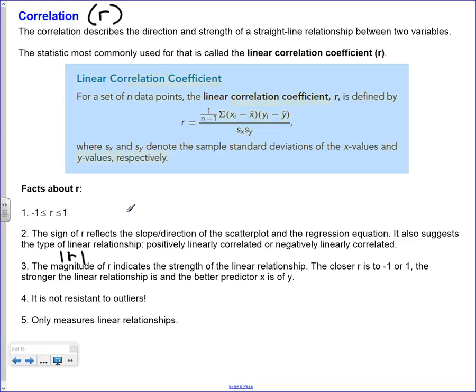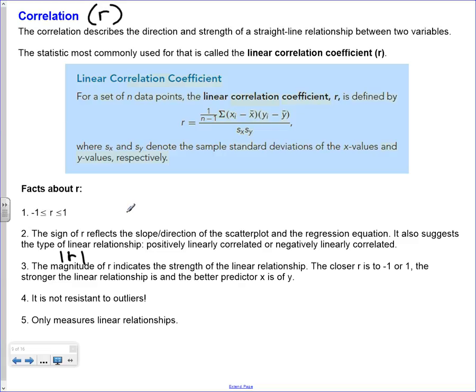Here's some facts about R. It's going to be between -1 and 1. If it's a negative R value, then that means you had a negative slope. So that means as X increases, Y decreases. If you have a positive R value, then that means you have a positive slope. The closer it is to 1 or -1, the better the relationship is between X and Y, or the better that line is going to be at predicting values for X.